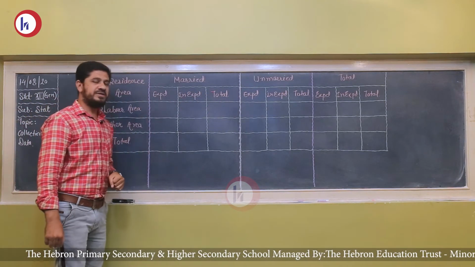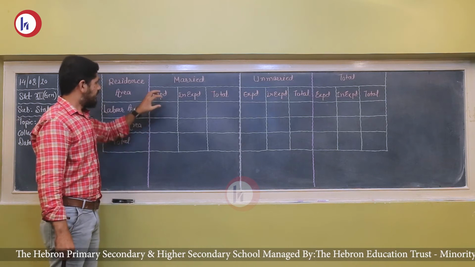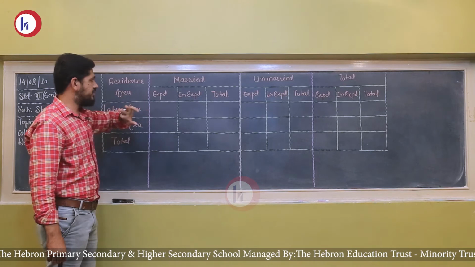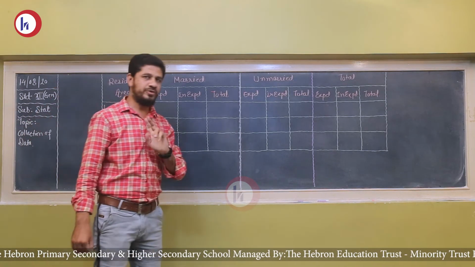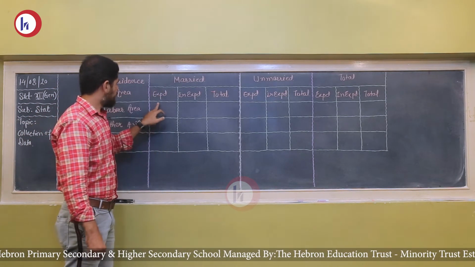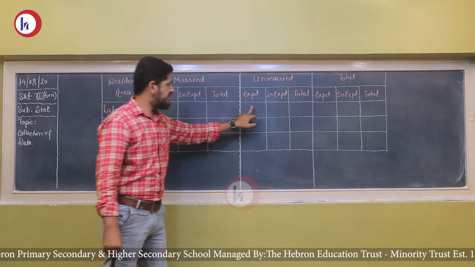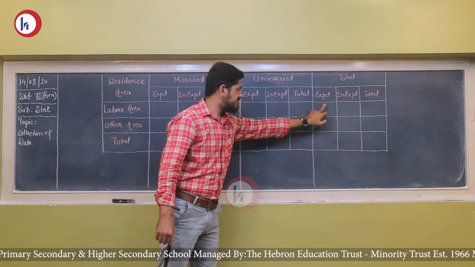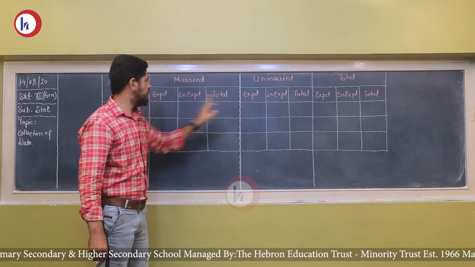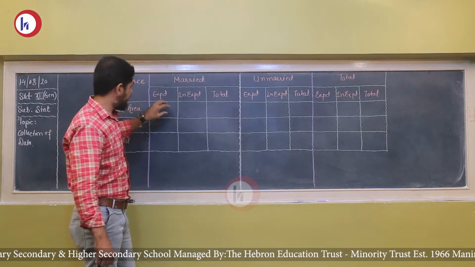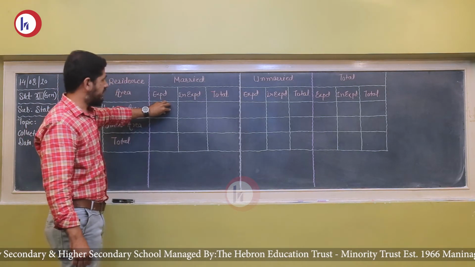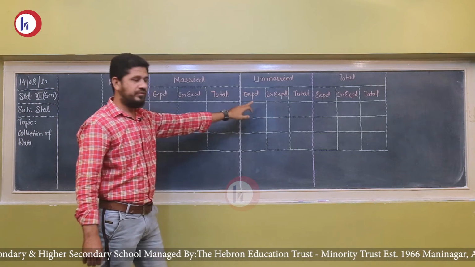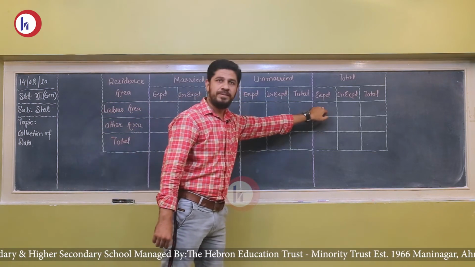Now one more thing before starting the sum. You can see the 3 columns for experience, 3 columns for inexperience, and 3 columns for total. So experienced, experienced, and experienced. So this block is the sum of the other 2 blocks. Whatever the amount will be here, whatever the amount will be here, the sum of these 2 blocks will be recorded in this block.